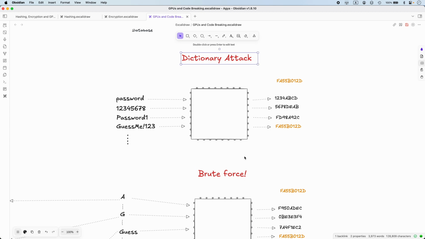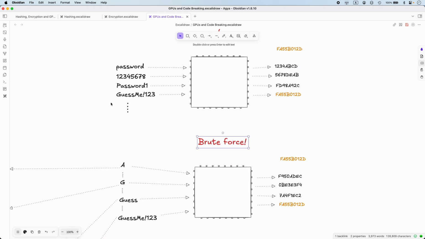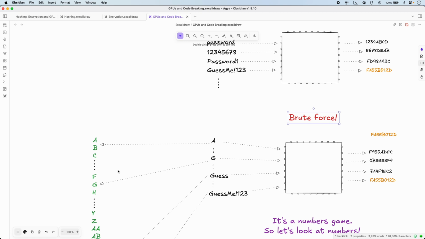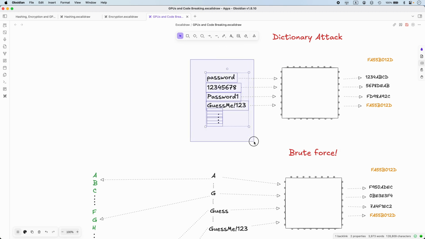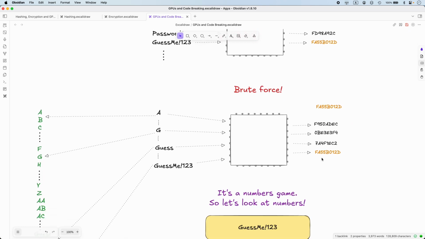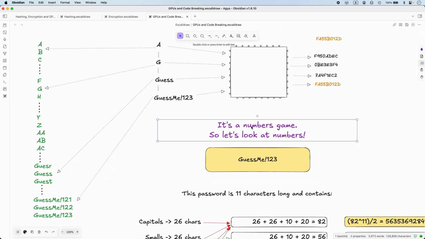Now this might work, this might not work, and they're very similar, except that the sequence used here is generated using an algorithm, a method. Here it comes from more or less a file which contains a list of possible passwords people use. All right, again, it's a numbers game.